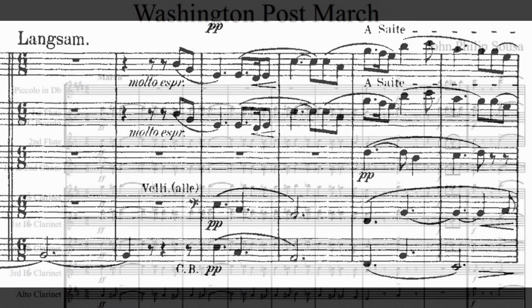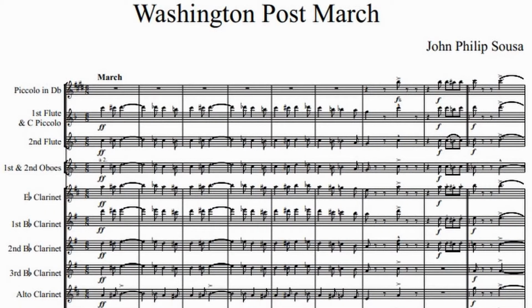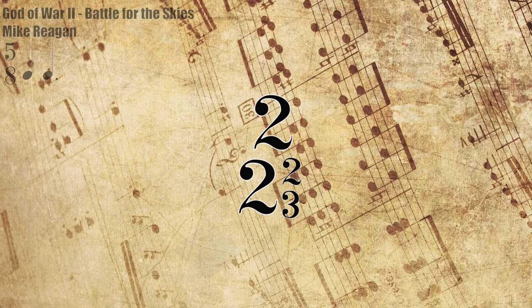What about this march, though? It's in 6-8, but the dotted quarter gets the beat, and there are 2 beats to the bar. This is actually the more common use of 6-8, but what number would a dotted quarter get? 2 2/3? That would make an awkward looking time signature.